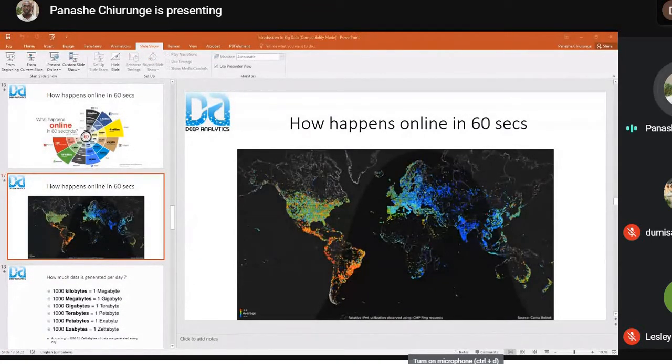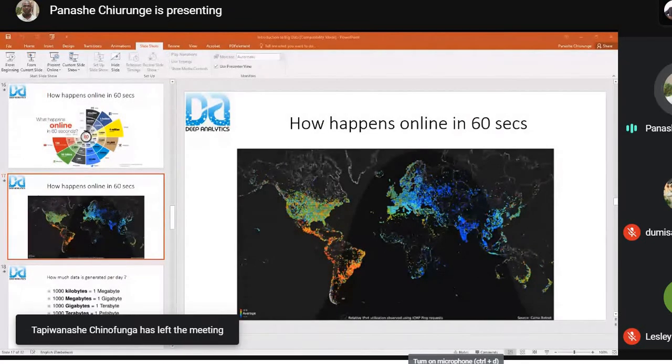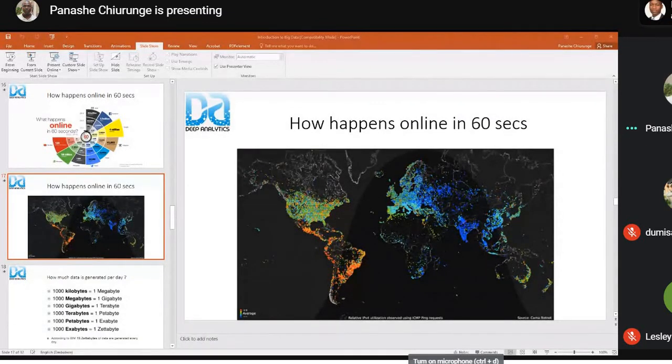So this is the activity that you see happening online in terms of the data exchanges. So this is the exchange of data that's happening online every 60 seconds.